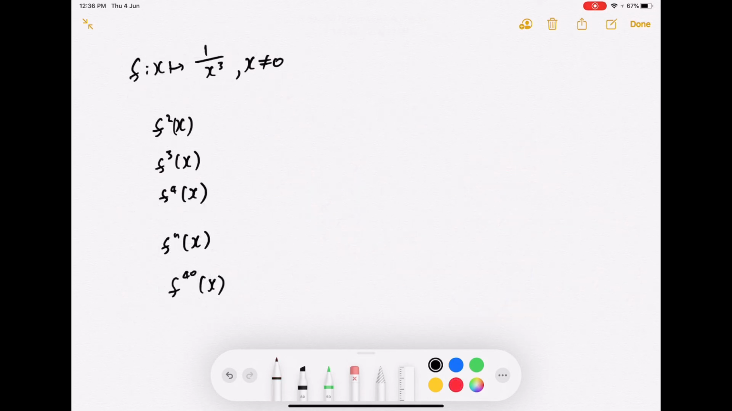Okay, this next type of question is the type D function question. We have our function f given to us to be 1 over x cubed.